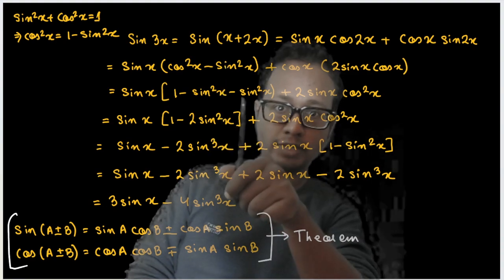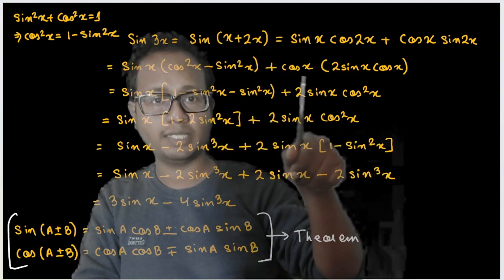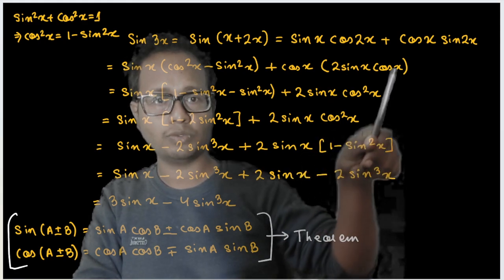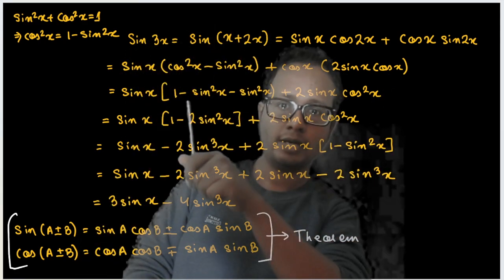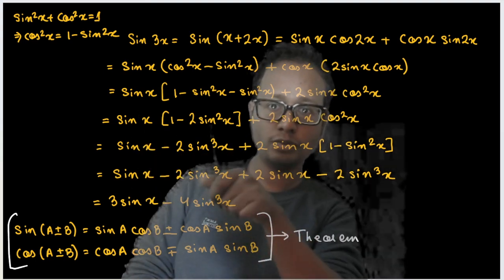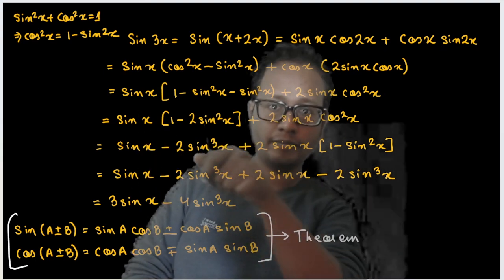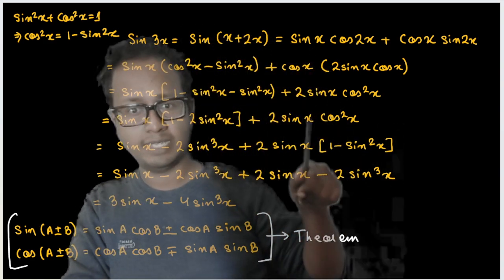And sin square x was already there, plus 2 sin x cos x means I multiply this entire thing inside the bracket. So 2 sin x into cos square x. This cos x and this cos x are multiplied. Understood up till here? Now minus sin square x and minus sin square x. In the third step, sin x into 1 minus 2 sin square x, this here is added, plus 2 sin x cos cube x. This is left as it is.